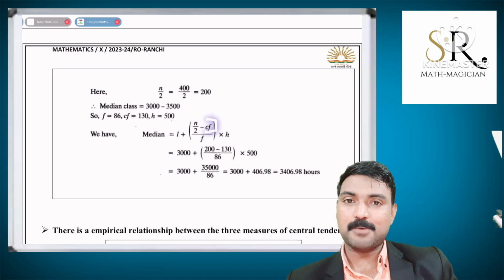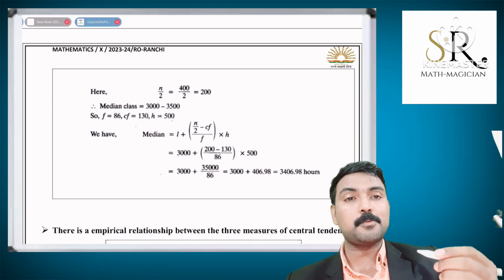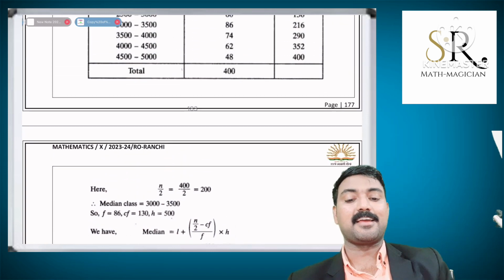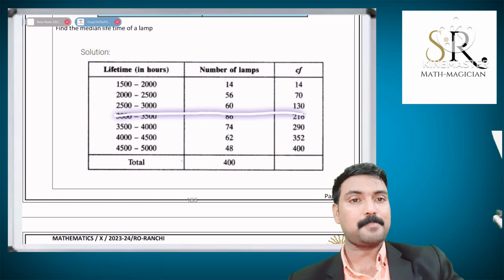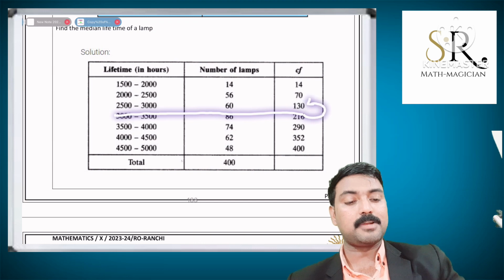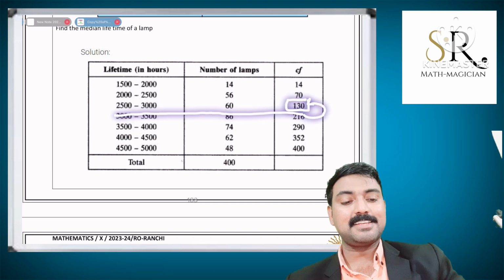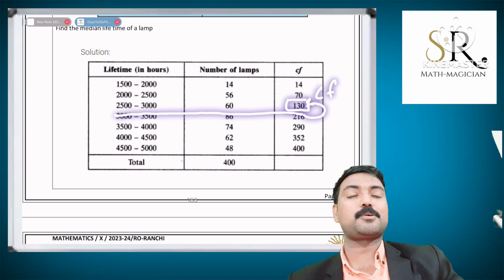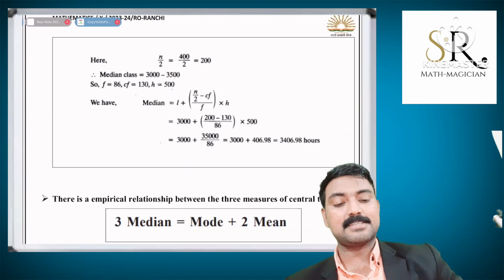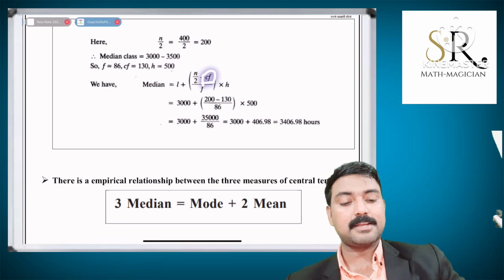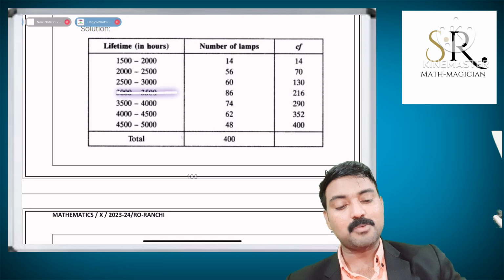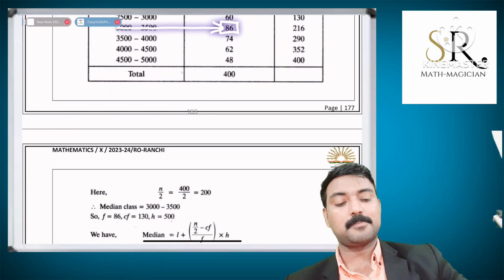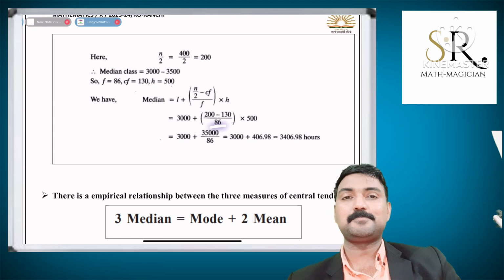Now the most important thing: what is CF? Either we can write C or CF, no problem. CF means the cumulative frequency of the class preceding the median class. Preceding, that means the cumulative frequency just before it. What is that? 130. This is known as CF, the cumulative frequency of the preceding class. That's why it is written here, 130. What is this F? F is the frequency of the median class. Our median class is this one. What is the frequency of this one? 86. So in the place of F, 86 will be given.